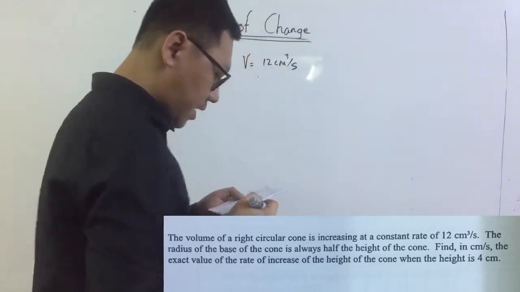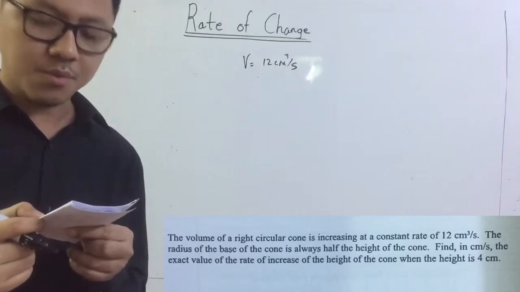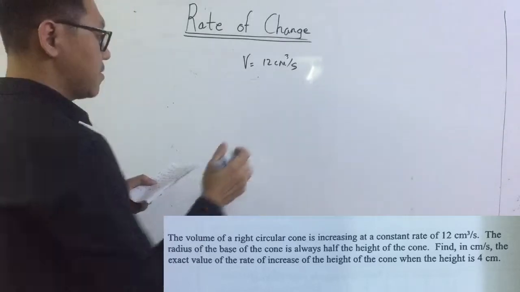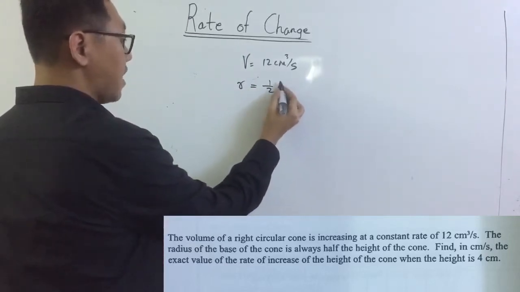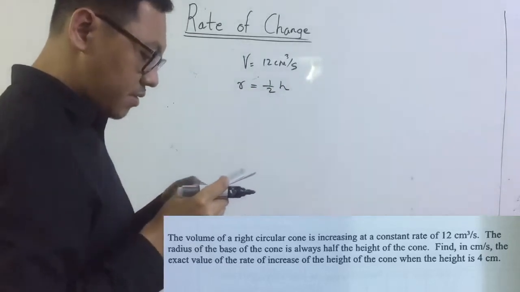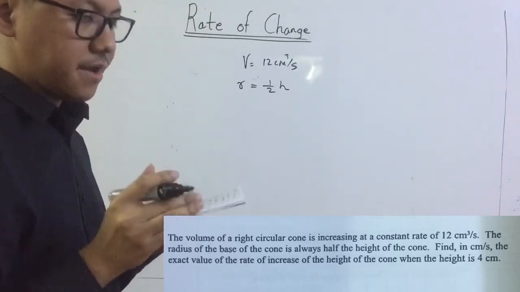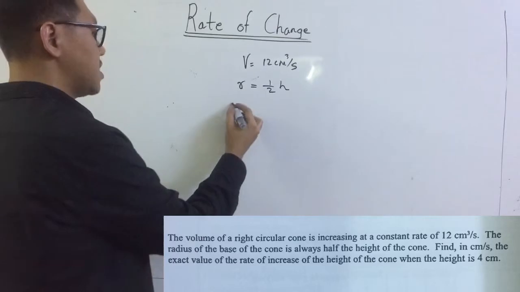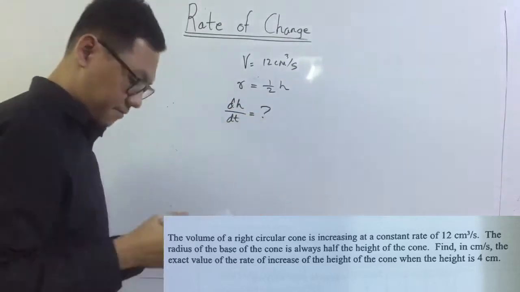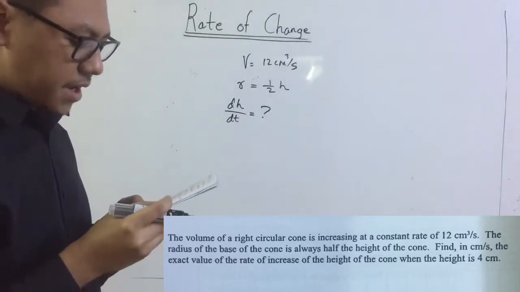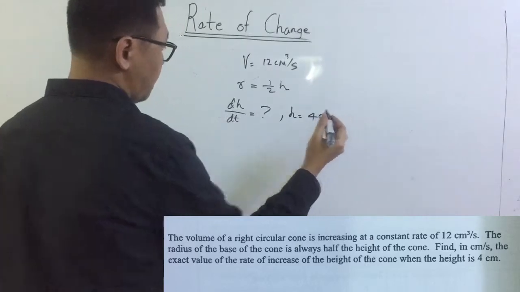And then the radius of the base of the cone is always half the height of the cone. So radius is half of the height. And you have to find the exact value of the rate of increase of height, which is dH by dt, equal to question mark, when the height is 4 centimeters, h is equal to 4 centimeters.